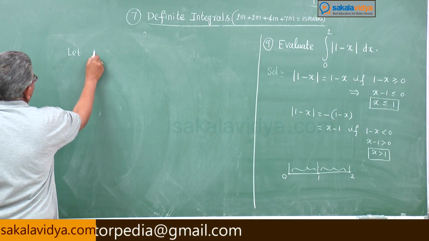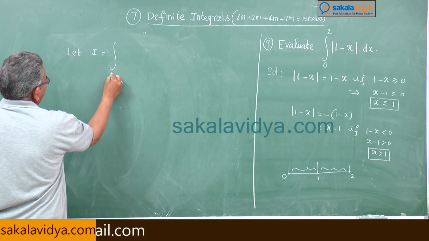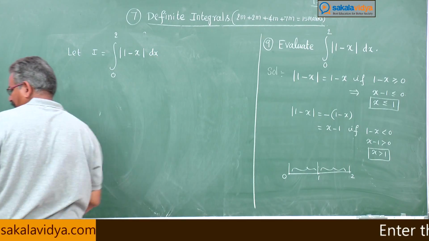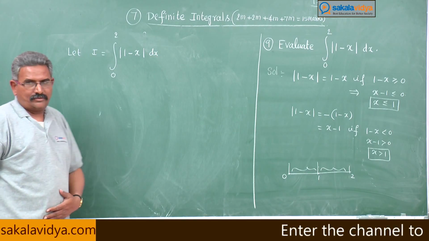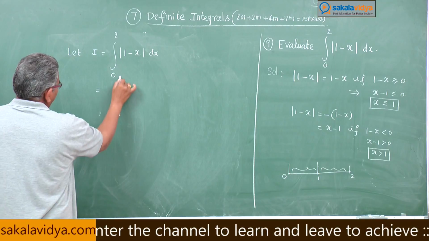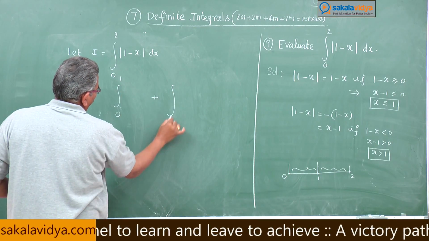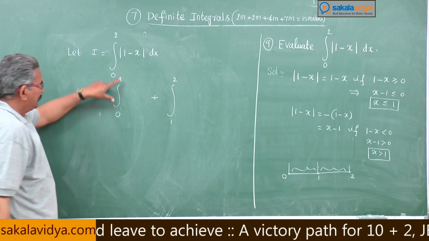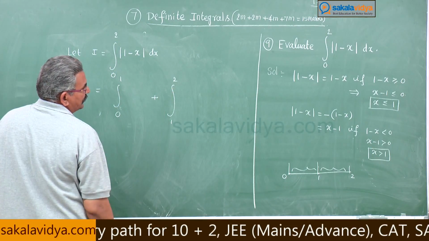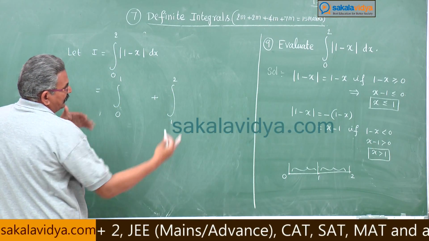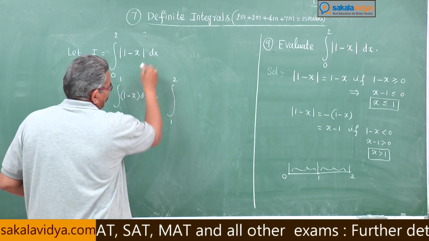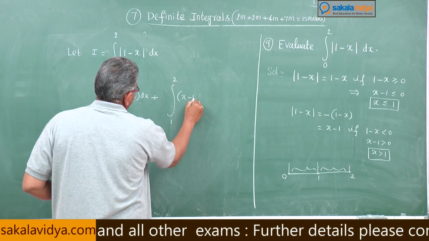So, now let us say I is equal to the integral from 0 to 2 of mod of 1 minus x dx. This we can write as the integral from 0 to 1 plus the integral from 1 to 2. Why? This is less than 1, this is greater than 1. The mod of 1 minus x becomes what? If x is less than 1, that means 1 minus x dx, plus here we will write x minus 1 dx.